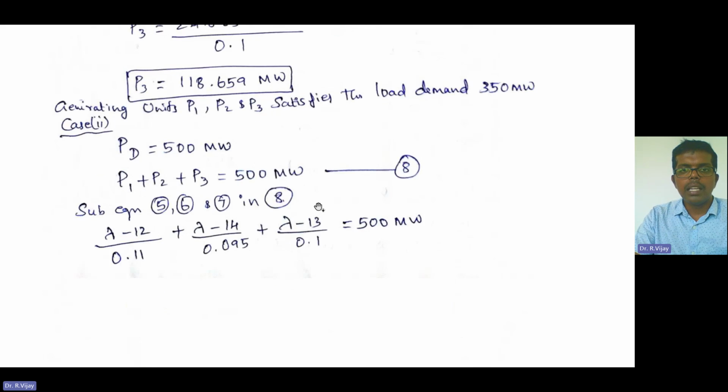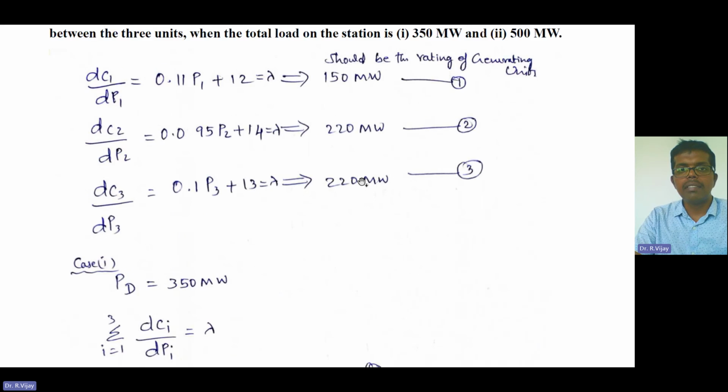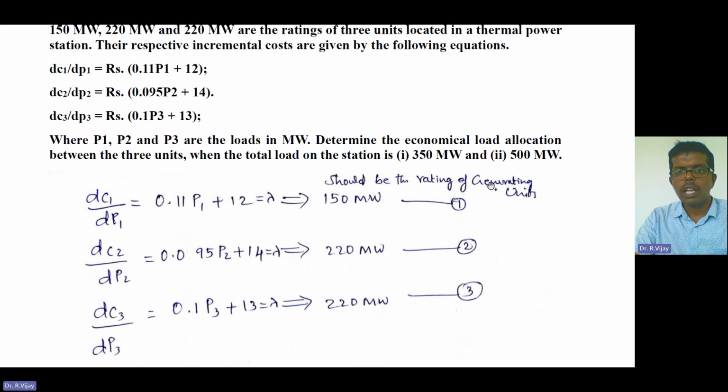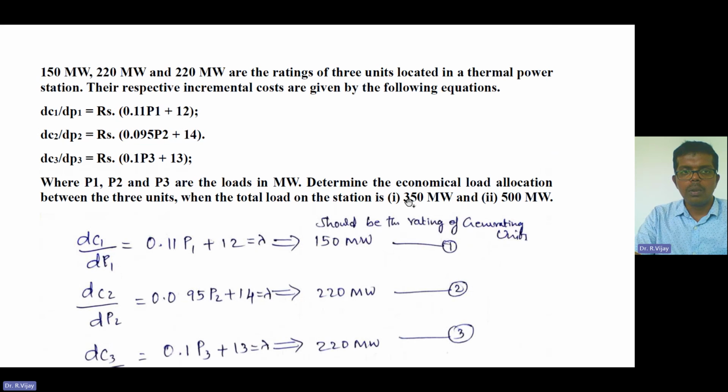Sometimes in this problem, the demand is given two times. So the demand is given as 350 megawatt as well as 500 megawatt. So like that, you need to conclude the problem.